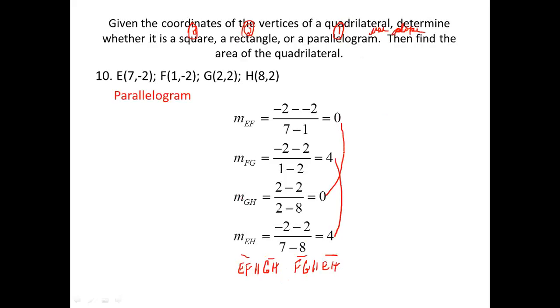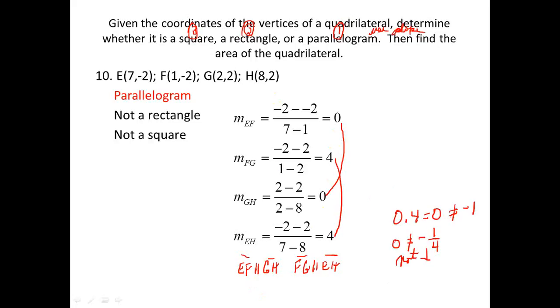Now, if I look at consecutive sides, these are every other one because I want opposite sides being parallel. Consecutive sides, if I go 0 times 4, that equals 0. It's not equal to -1. And I can't say that 0 equals a negative of 1 over 4. Those are not the same either. However you want to look at it. So they're not perpendicular. So I don't have right angles. So I don't have a rectangle. And if I don't have a rectangle, there's no way I can have a square. So parallelogram is the only one I can have.